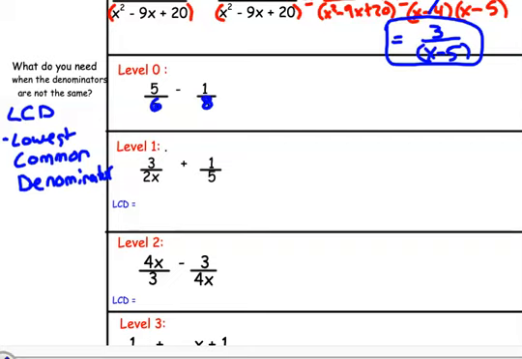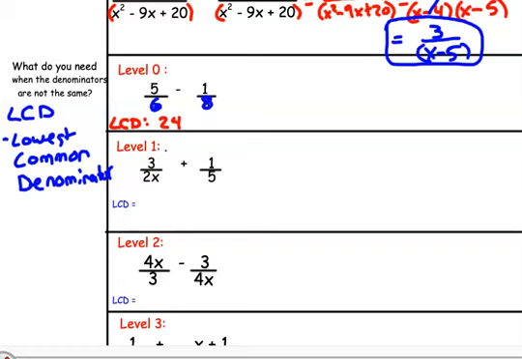For an LCD between 6 and 8, you're looking for the smallest number that they both will multiply into. A lot of times that's just by multiplying them together, but if you do that, you get 48. There's actually something smaller they both go into: 24 is a multiple of both 6 and 8. So you want the lowest common denominator. I want to make both of these denominators equal 24.